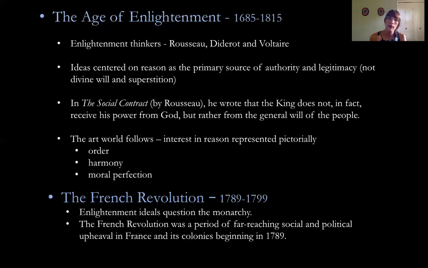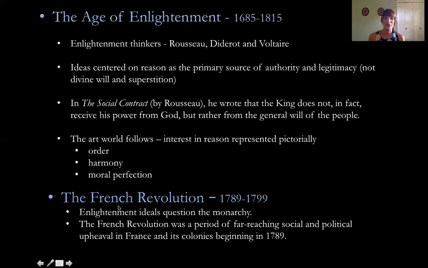As far as the art world does follow. So we'll look at a style called Rococo at the beginning of class today, at the beginning of the Enlightenment, where you're not really seeing these ideas permeating the art world until the Neoclassical movement. But once we have Neoclassicism, we have a move towards representing reason within paintings. So order, harmony, and moral perfection are emphasized.